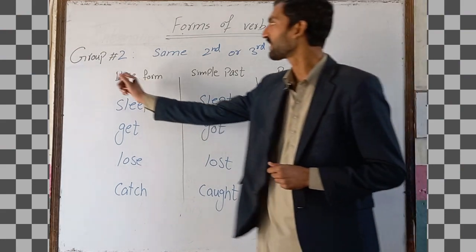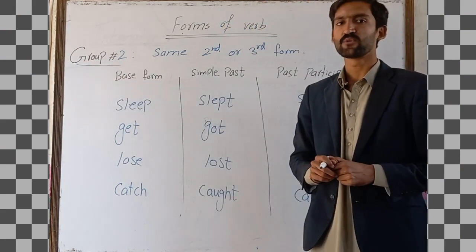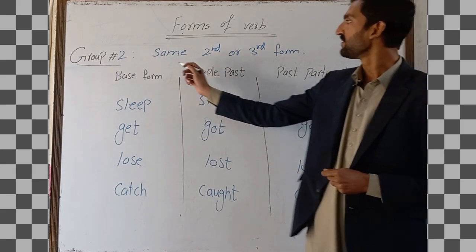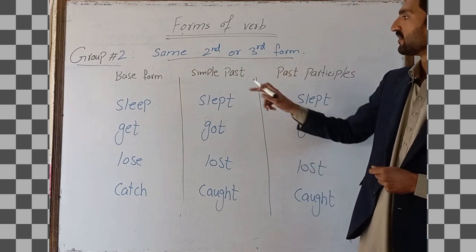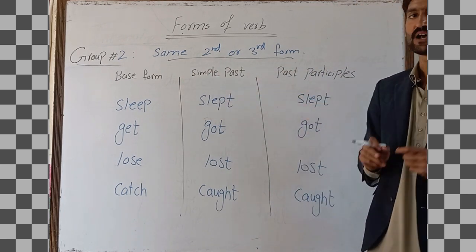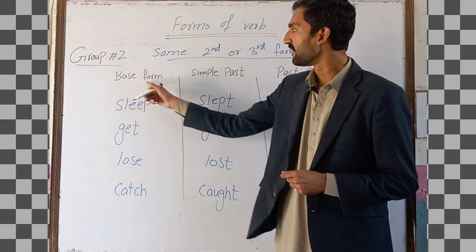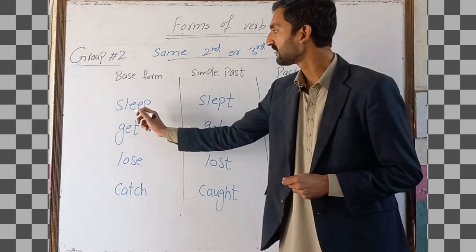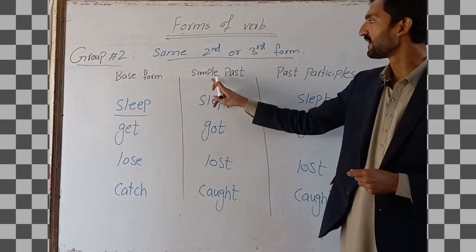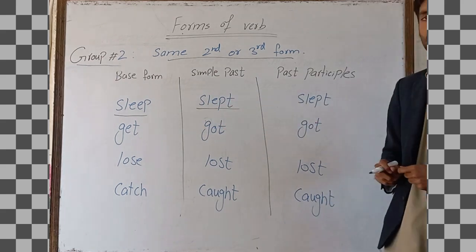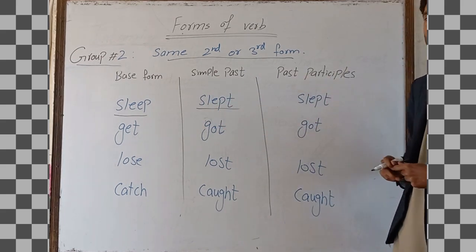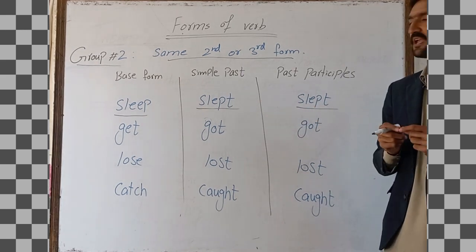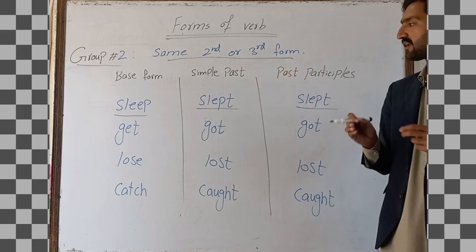Next we have a second group of verb forms. In the second group of verb forms we see that there are a few types of forms which have the same second and third forms. Number two and three are considered to be the same. So we see that the base form is different and the next two forms are the same. First we see the example of sleep. When we use it as a simple past, it is slept, and when we use it as a past participle, it is also slept. So the second and third forms are considered to be the same. V2 and V3 are the same.